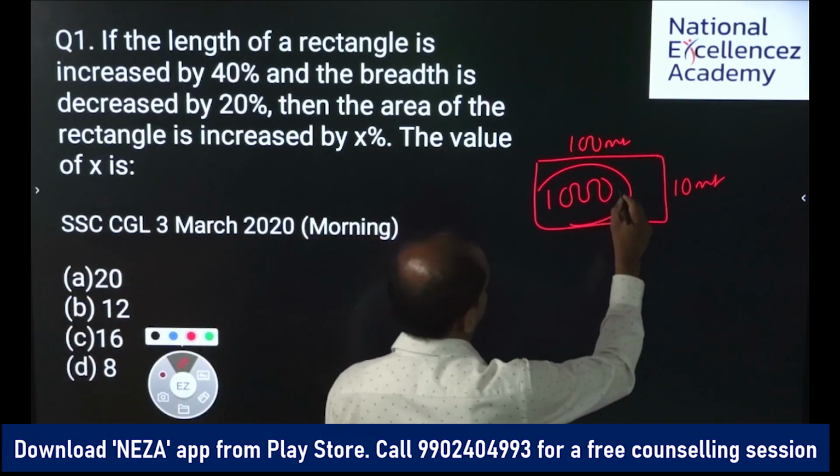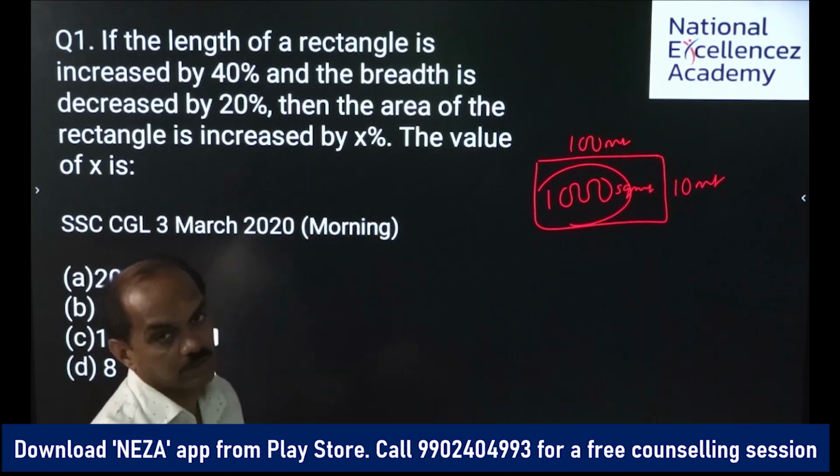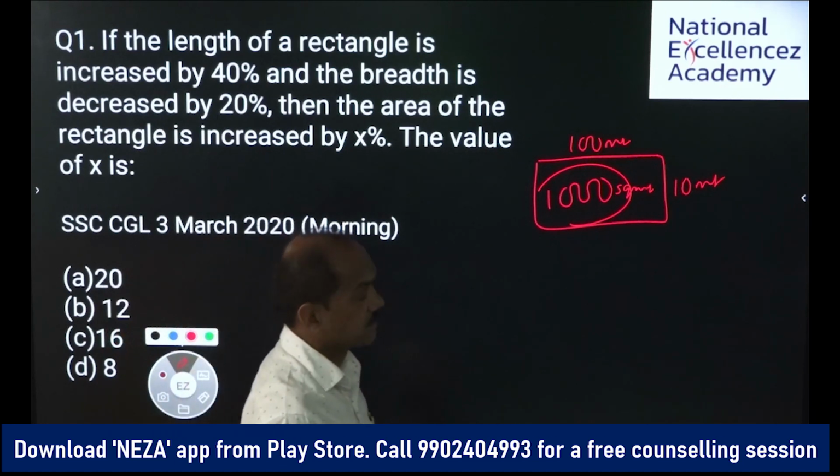1000 square meter. If all are in meter, the area will be in square meter. If all are in centimeter, the area will be square centimeter.